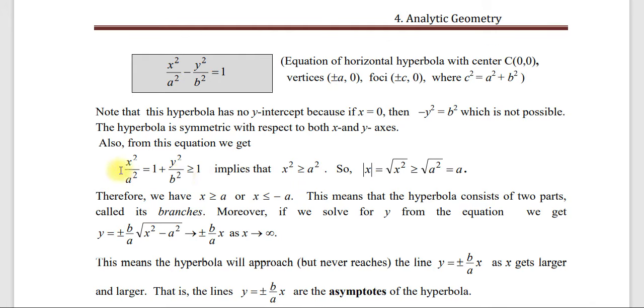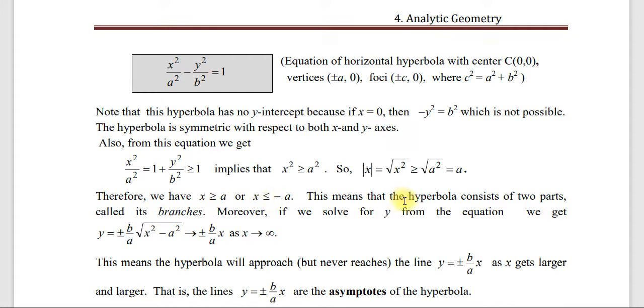እንዴት ይሄ ሊሆን ቻለ ካላችሁ x square over a square which is equals to 1 plus y square over b square እዚህ ላይ እኩል ይሆናል አለ። አሁንም x square over a square greater than or equal to 1 ማለት ነው። ከዛ ክሮስ ማልቲፕላይ አድርጉት፣ x square greater than or equal to a square ይሆናል ማለት ነው። ስለዚህ ራዲካል ስታስገቡት the magnitude of x which is equal to root x square ይሆናል ማለት ነው፣ which is greater than or equal to root a square which is equals to a እንላለን። ስለዚህ ይሄን ይመስላል። Therefore we have x greater than or equal to a or x less than or equal to minus a.